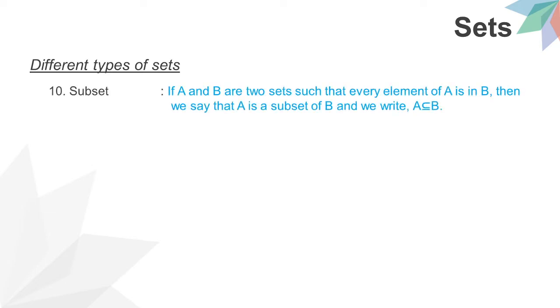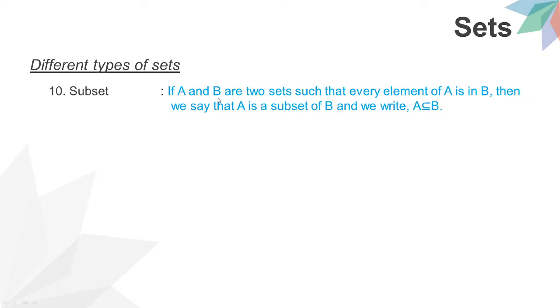Coming to sets, different types of sets. In the previous class we have completed 9 different types of sets. Now it's a continuation of that. 10th one, subset. What is a subset here? The last definition was overlapping set, right? Now we are discussing the subset.